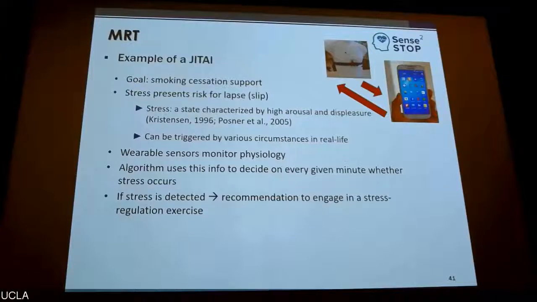This is why in this Jedi, participants are wearing AutoSense. You're already familiar with AutoSense, right? AutoSense monitors the person's physiology continuously. An algorithm on the phone takes all this massive amount of data and uses it to classify every given minute in terms of whether there's sufficient evidence of stress. And if there's sufficient evidence of stress, the phone lights up and triggers a recommendation to engage in a stress regulation exercise. So why is this a Jedi?